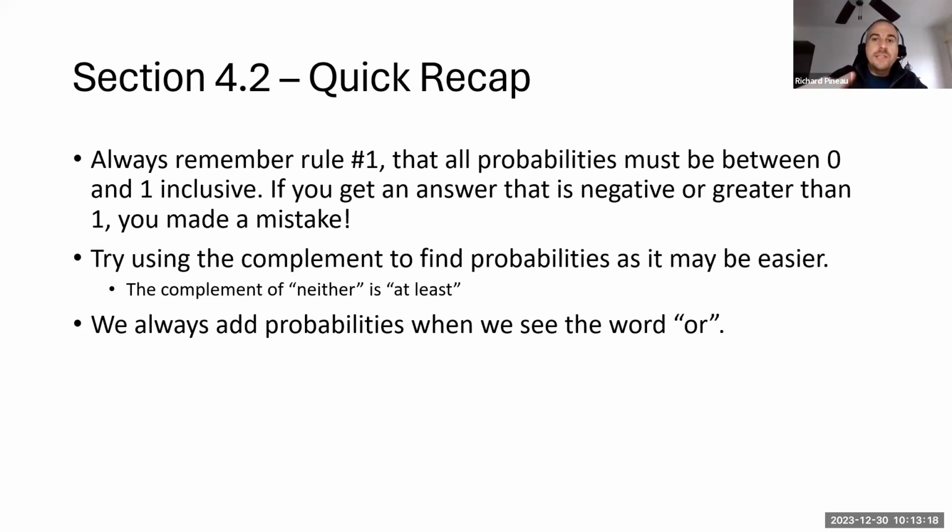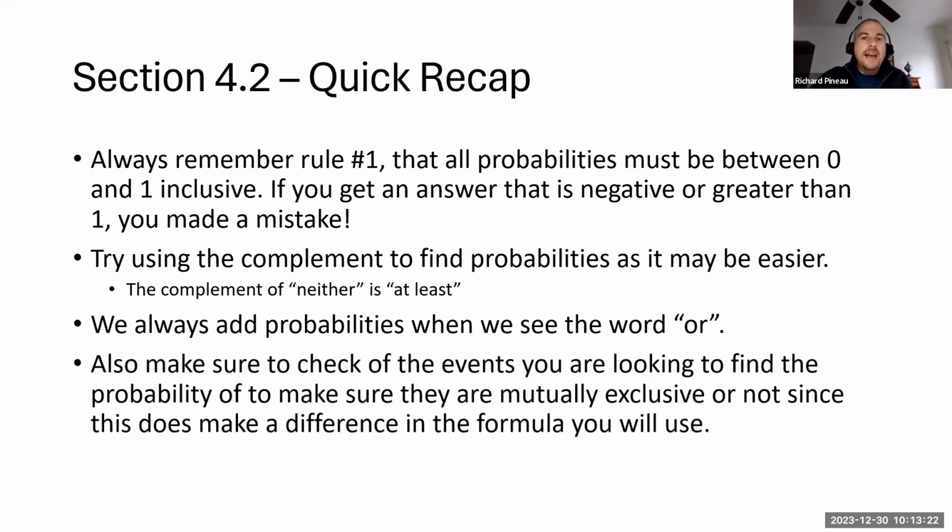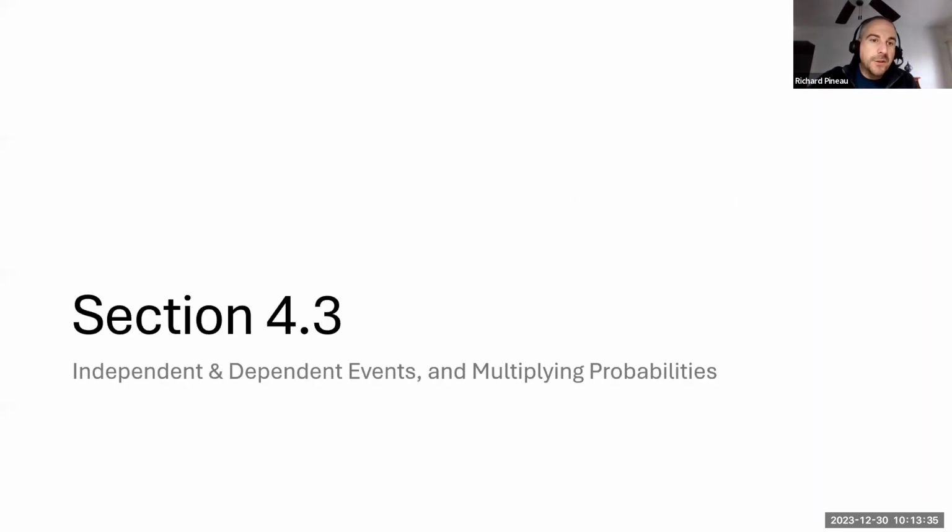Speaking of keywords, if we see the word or, this means we need to add probabilities, okay? And do make sure you check the events to make sure that things are mutually exclusive or not, since that does make a difference in the formula that you're going to be using, okay?